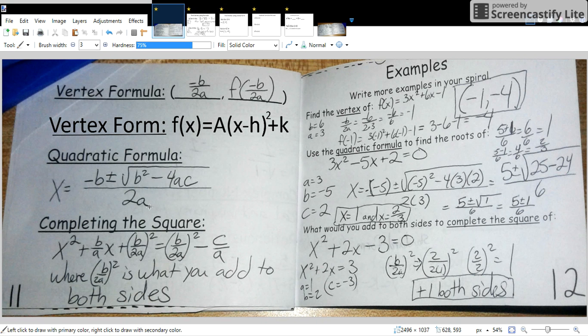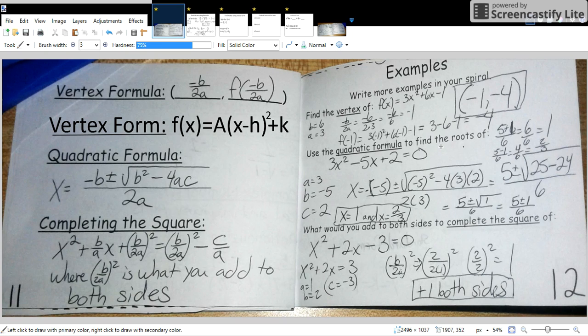all over 2a. So, the main reason why we would use this formula is if you are having a lot of trouble factoring, if it's not factorable, especially if you have irrational numbers like square root of 2 and imaginary numbers like i in it. So you use the quadratic formula to find the roots of this example right here. 3x squared minus 5x plus 2 equals 0.